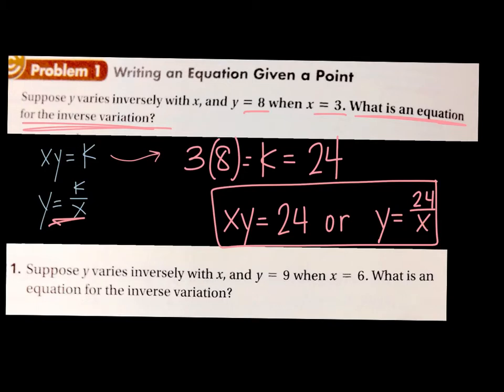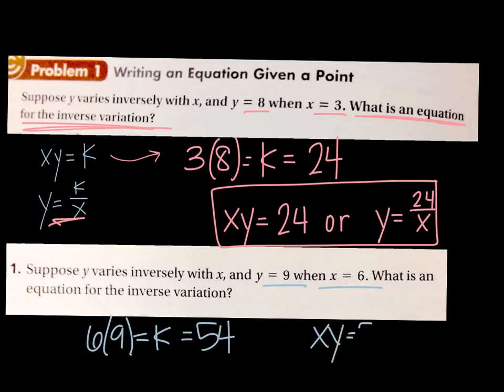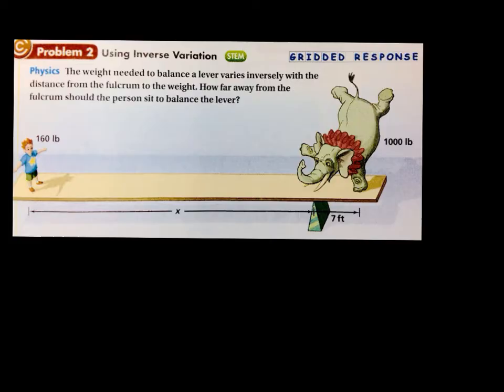So we'll do another question. We've got x and y again, so we're going to plug it into the formula, and we're going to do 6 times 9 equals k, which means k equals 54. Now we're going to take the k and plug it into the formula, so xy equals 54. Or also we could say y equals 54 over x. Okay, easy breezy.